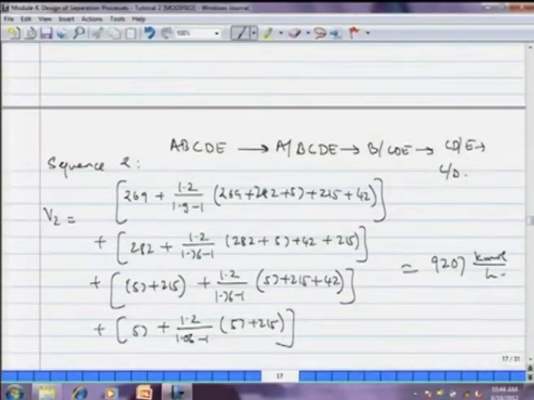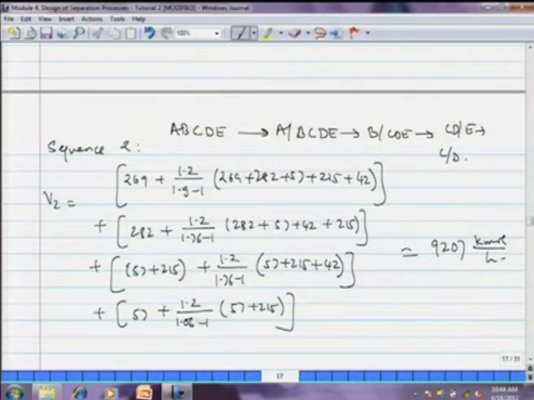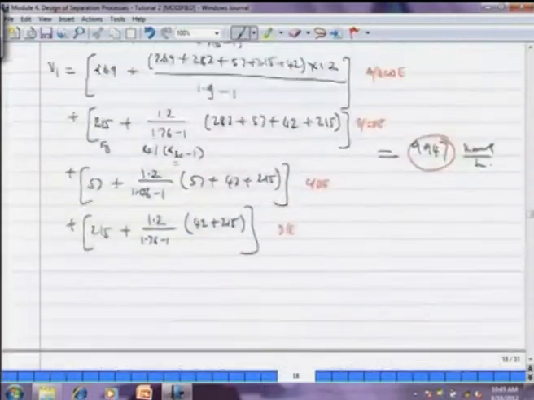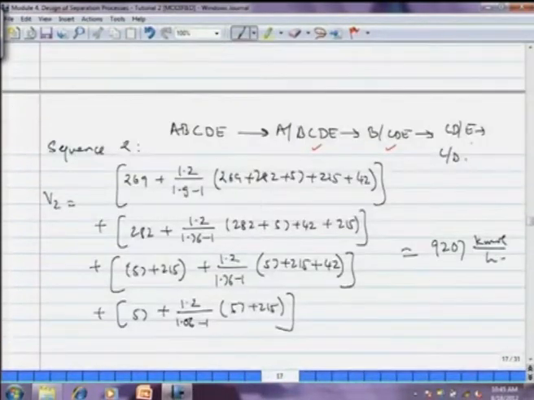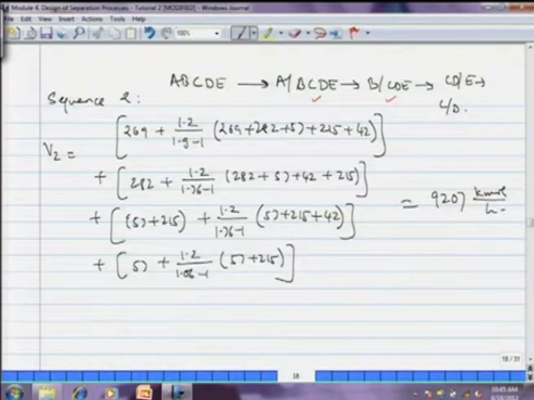In the second sequence, we have direct separation, direct sequence up to the CDE mixture, and the CDE mixture is split in indirect sequence. Therefore, the first column and second column are essentially the same as the previous sequence, exactly the same, A being separated, B being separated. However, here you have separation of CD mixture in indirect sequence.